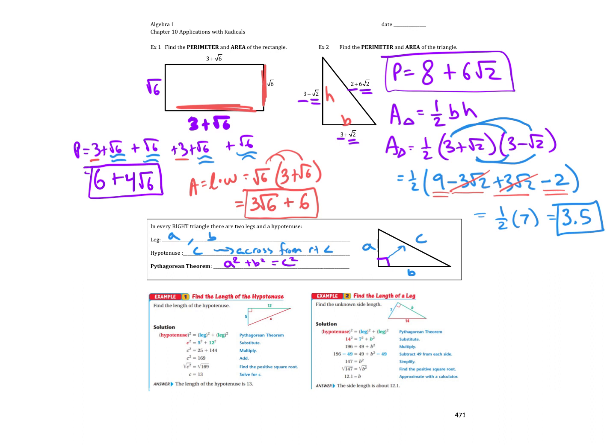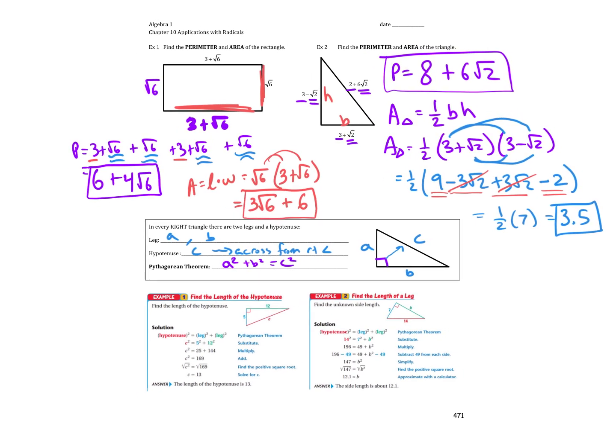So here you can pause the video and kind of look at these examples of finding the length of a hypotenuse and finding the length of a missing side. We'll do a couple examples on the next page.